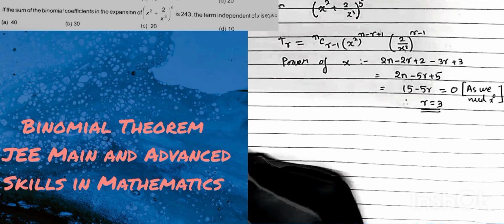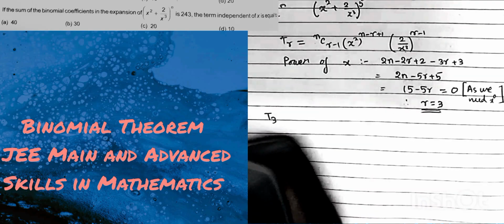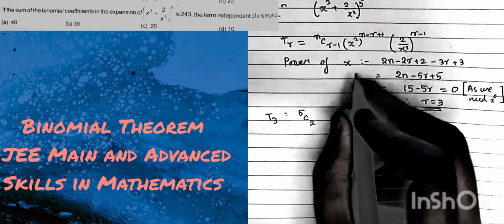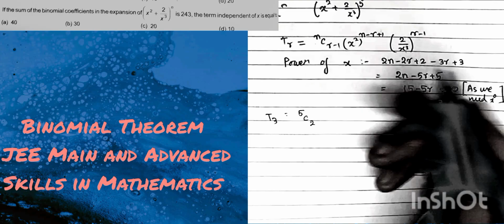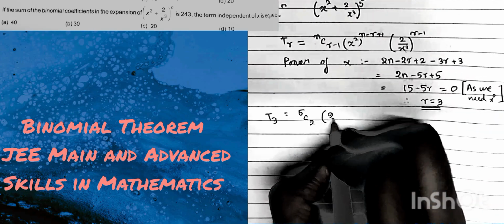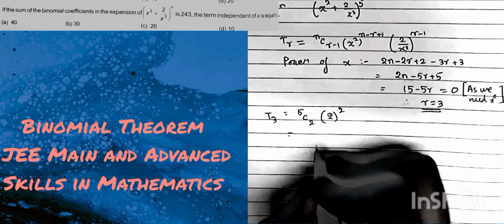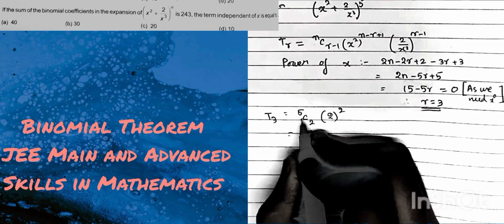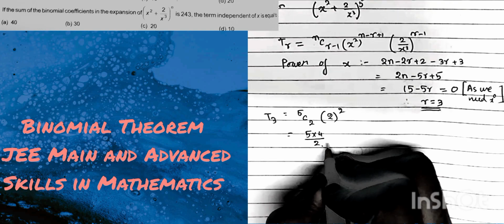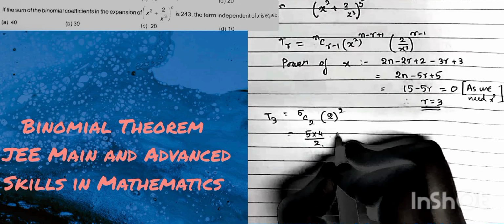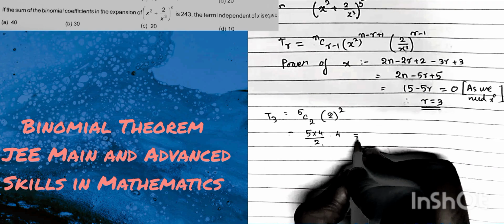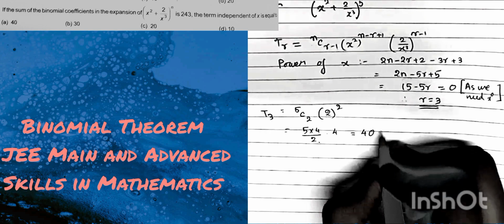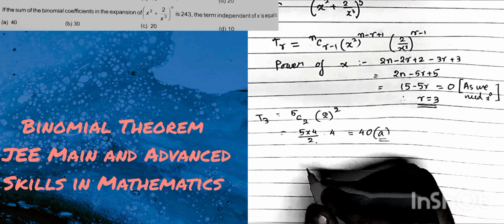Now the question is very simple, it's nearly done. What we just need to find out is the third term, which will be given by 5C2, and we don't need to bother about the power of x anymore because it's already cancelled out. So what we are left with is this. If we simplify, we get 5 times 4 divided by 2. It can be written as 5 factorial divided by 3 factorial times 2 factorial, and it is multiplied by 4. If you simplify that, we get 40. So the correct option here is option A. The term independent of x is 40.